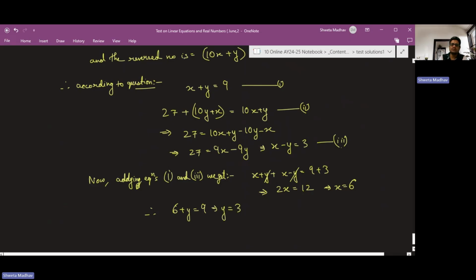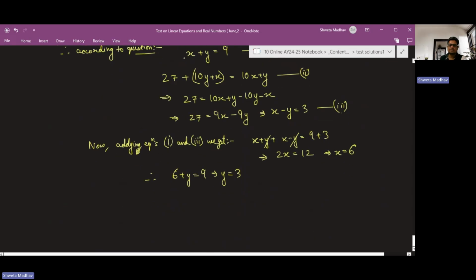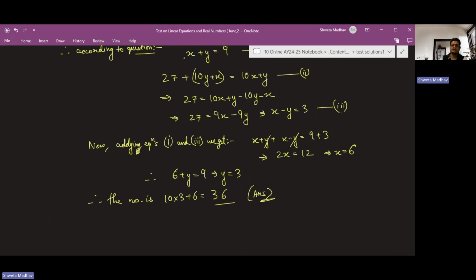So the original number is 10y plus x. Therefore the required number is 10 into 3 plus 6, that is 30 plus 6, that is 36. So 36 is the answer. The required number is 36.